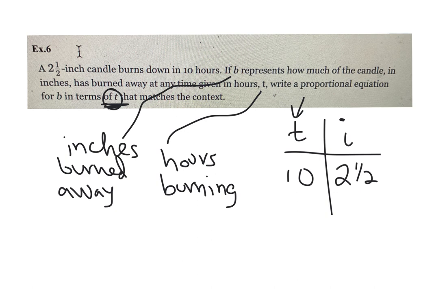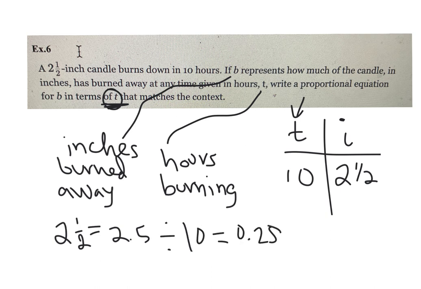All right, so let's find our COP before we make our equation. 2.5, that's the same as 2.5. So let's use 2.5, and we're going to divide 2.5 by 10. That's going to give us 0.25. That's our COP. Now our equation, we're going to take the variable on the right side.